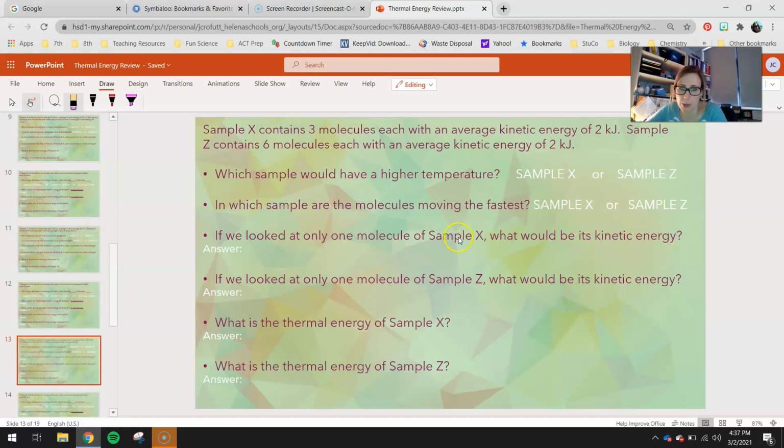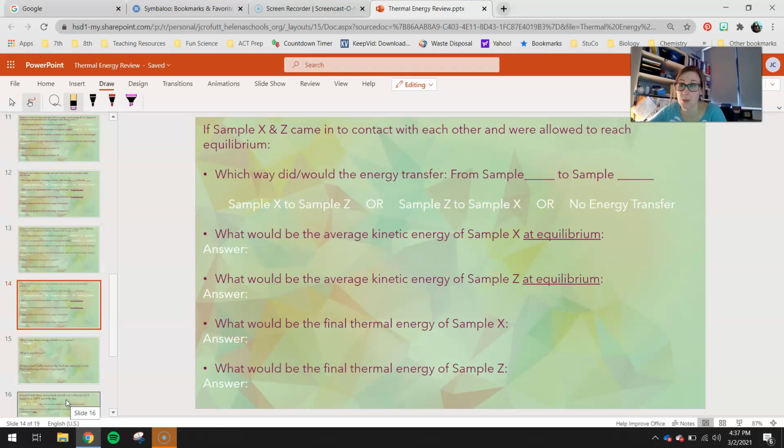If we looked at one molecule of sample X, what would be its kinetic energy? Same with Z. And then what are the thermal energies of X and Z? Again, if we were to push those together and allow them to reach equilibrium, which ones are hotter objects? So which direction is our energy moving?